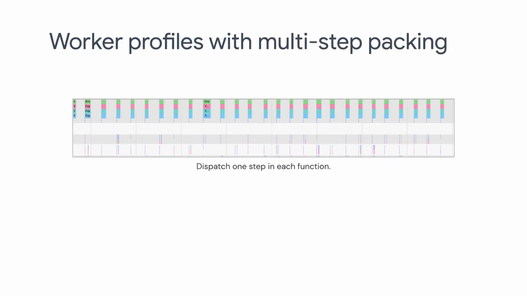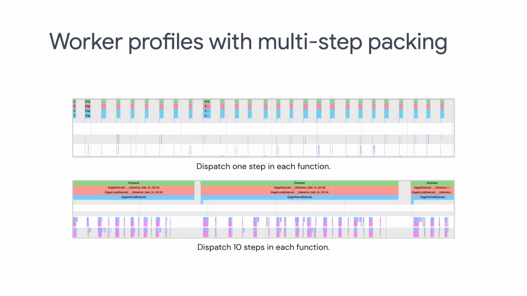So we can further look into the performance impact of multi-step packing by inspecting the profiles we grabbed from the workers. The one on the top is training without multi-step packing, and the one on the bottom is training with multi-step packing. Each small block here can be roughly treated as the time it takes to run one function on a worker. There are many other small ops in the thread pool below, but we're not showing them here due to the space constraint.